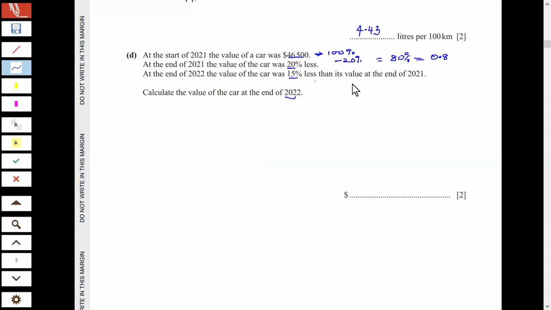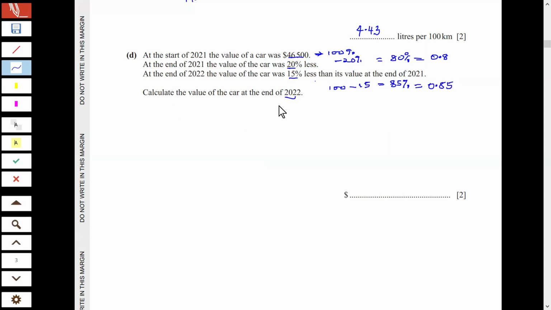Now, at the end of 2022, the car was 15% less than its value at the end of 2021. So from the original 100%, I will subtract 15% to give 85%. Converting 85% to decimal, it gives us 0.85.